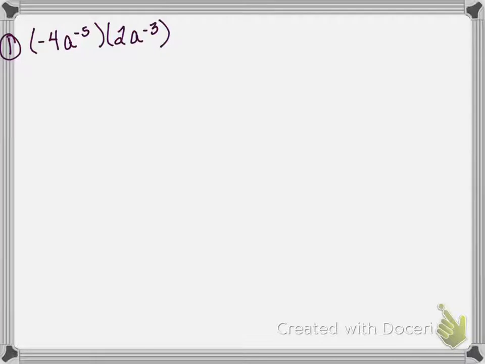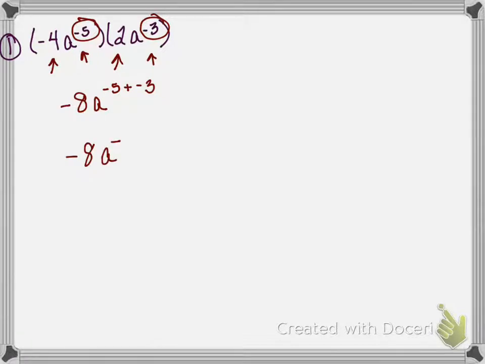The first thing that I'm going to deal with is my negative 4 and my positive 2. So negative 4 times positive 2 is going to be negative 8. The next thing I'm going to deal with is my a to the negative fifth and my a to the negative third. Those are being multiplied together and they have the same base. So the exponent rule, when we are multiplying and they have the same base, is that we add their exponents together. So I have a to the negative fifth plus negative 3. I've got my exponent here, and I'm adding those together. So I end up with negative 8 a to the negative 8.